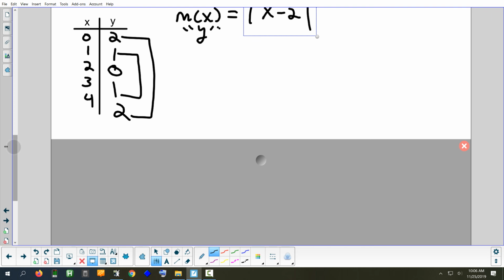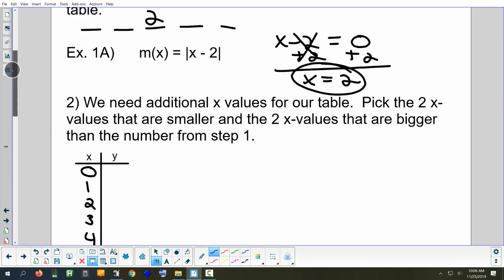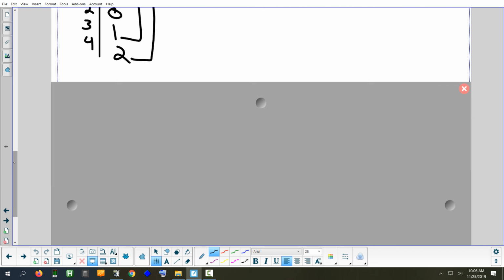Okay, so our last step now is to draw it and describe what this minus 2 did. So we're going to look at our chart in a second that we just made. It's a minus 2 inside the bars. So keep that in mind. All right, so let's scroll down.